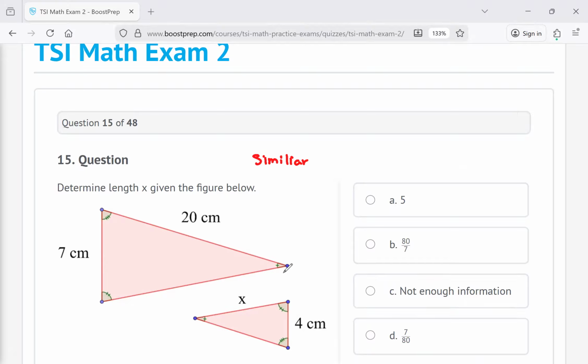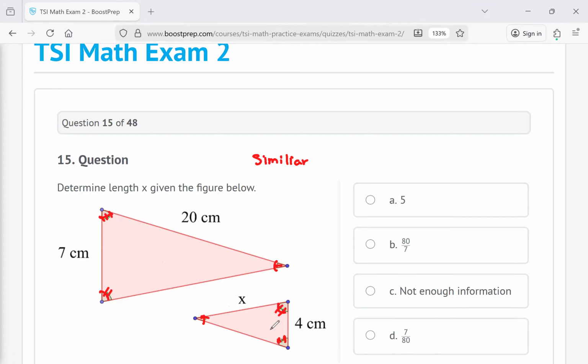It's because if you look at their angles, all their angles are congruent. Do you see how this has one tick mark and then this has one tick mark? That means these angles are congruent. And then you see how this has two tick marks and this has two tick marks. That means these two angles are congruent. And then this has three. So that means they're congruent.